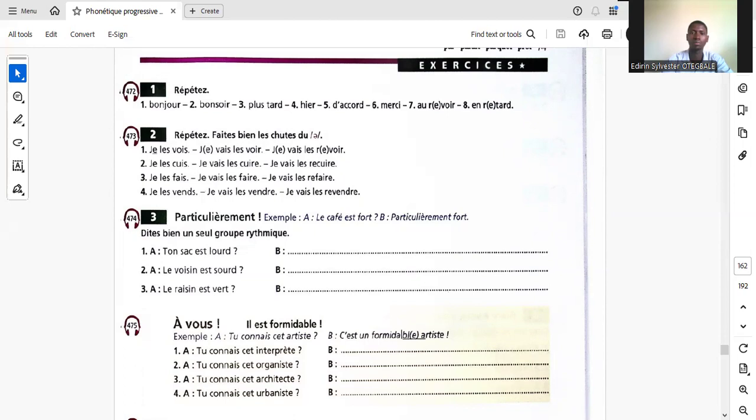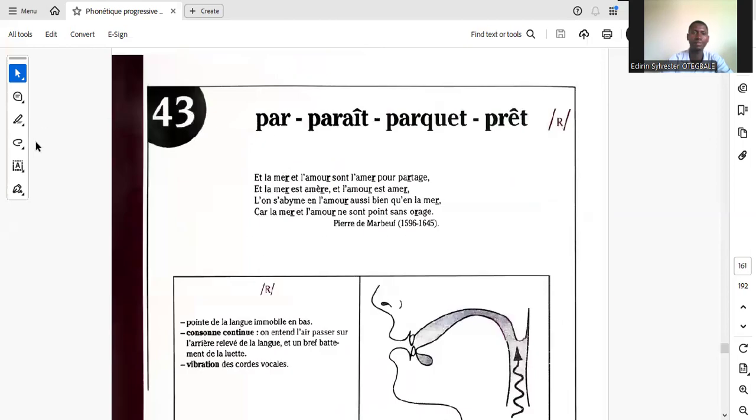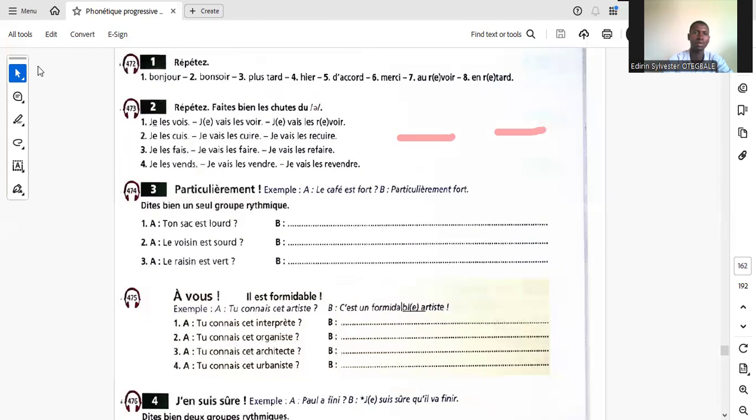Leçon 43. Par, paraît, pareil, parquet, paquet, prêt. 1, Bonjour. 2, Bonsoir. 3, Plus tard. 4, Hier. 5, D'accord. 6, Merci. 7, Au revoir. 8, En retard.